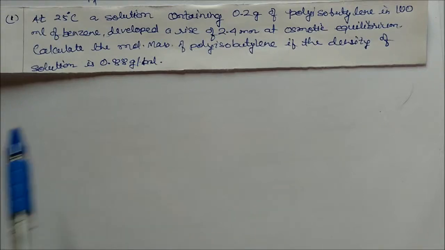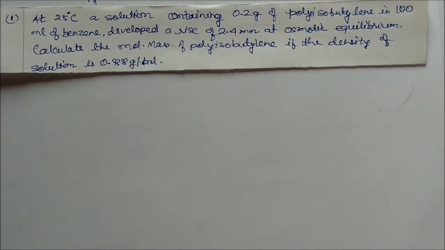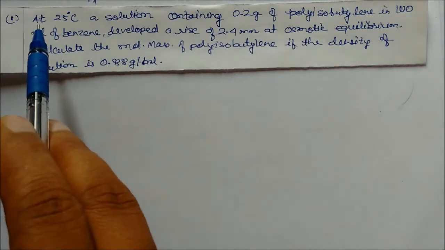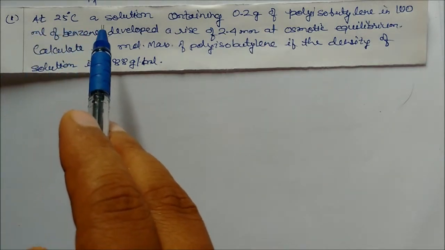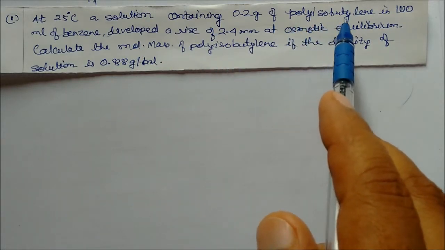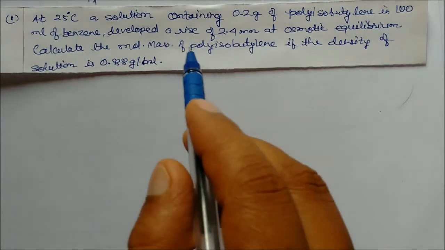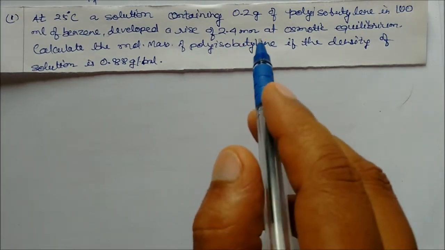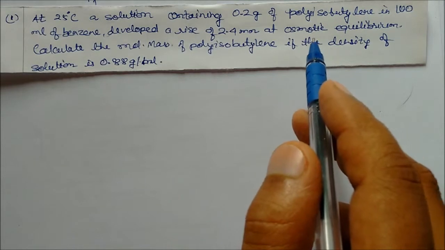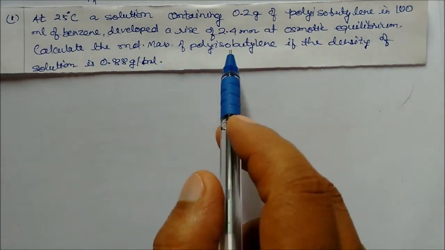Now we'll see the questions based on osmotic pressure of the solution. Here the question is: at 25 degree centigrade, a solution containing 0.2 gram of polyisobutylene in 100 ml of benzene developed a rise of 2.4 millimeter at osmotic equilibrium. Calculate the molecular mass of polyisobutylene.